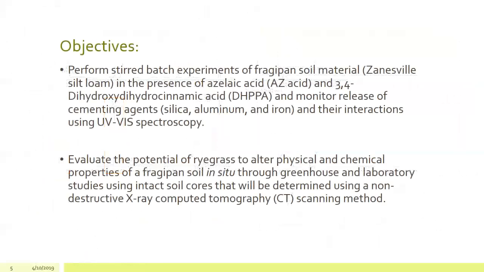So this is where my research came in. And the objectives for my research were to perform stirred batch experiments on fragipan soil material, that Zanesville silt loam that I showed you, in the presence of azelaic acid and that DHPPA, and monitor the release of those cementing agents, so the silica, the aluminum, and iron, and their interactions using UV-Vis spectroscopy. And then I went to evaluate the potential of ryegrass to alter physical and chemical properties of fragipan in situ through greenhouse and lab studies using those intact soil cores, and I'll determine that using a non-destructive X-ray CT scanning method. So I'll show you a little bit of that today.